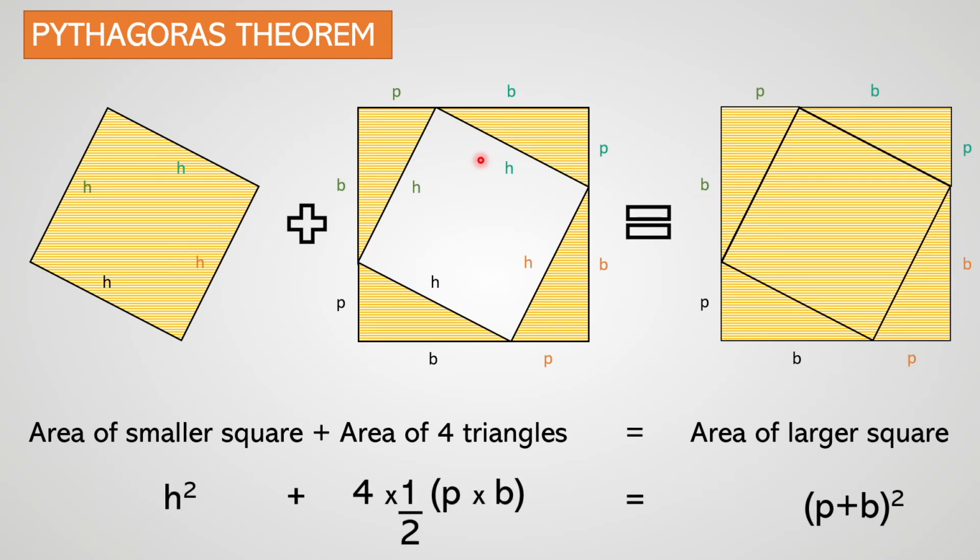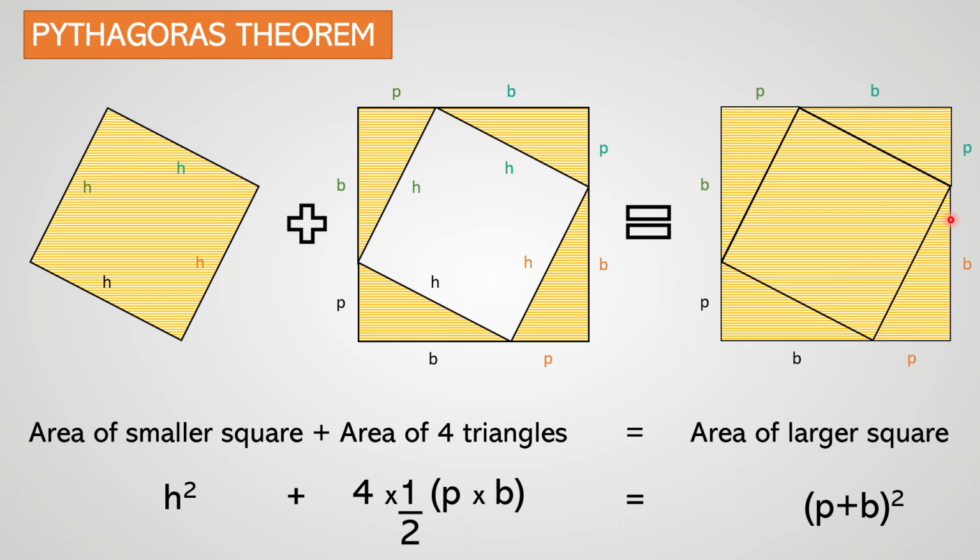So we know that the area of a square is side into side, right? The side is h, so the area of this square becomes h square. Now in this there are 4 triangles present, so the area becomes half into p into b of one triangle. So the area of 4 triangles becomes 4 into half into p into b. Okay, we are just multiplying it by 4. So that is equal to the area of this bigger square.